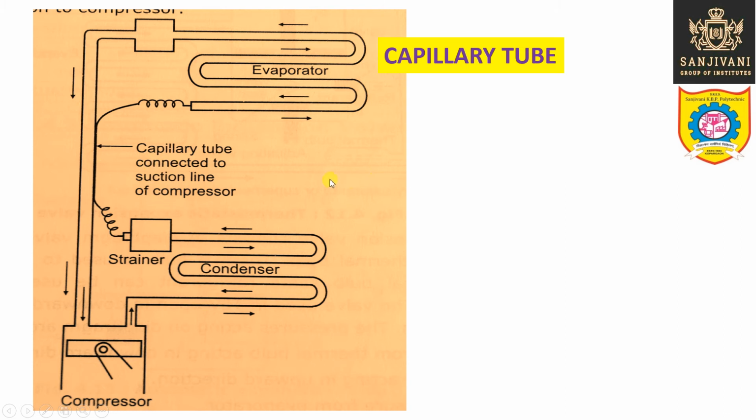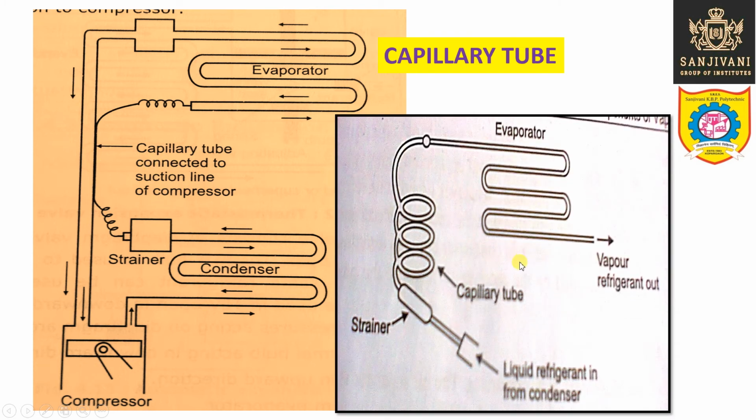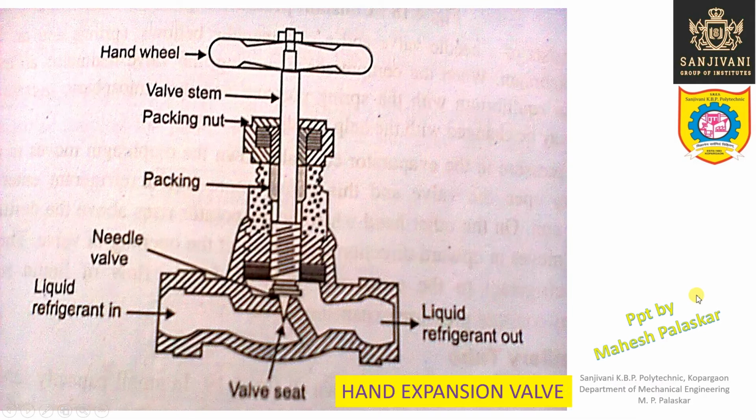So this capillary tube is shown here. This picture we have already seen. The liquid refrigerant is entering, passing through the strainer, then the capillary tube, then the evaporator, and then back to the compressor. So this was the capillary tube.